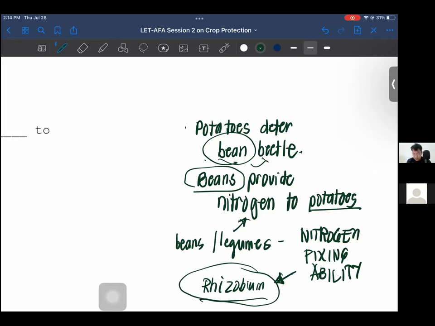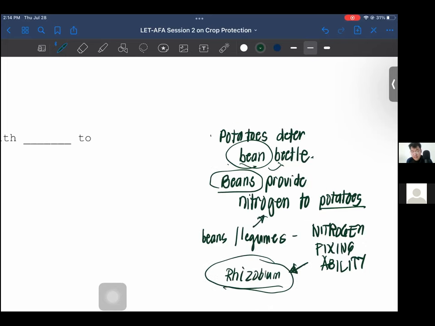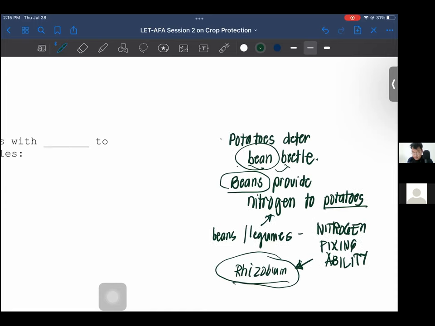So itong bacteria na to, it fixes nitrogen from the atmosphere. Tapos, ini-improve niya ang nitrogen level sa soil. Kaya it is beneficial sa potatoes, since ang potatoes natin, it grows in the soil. So they have direct access to that. And another is that kapag nagtanim ka ng beans, anong tawag dito? It is an organic way. Hindi ka gagamit ng nitrogen fertilizer na mga inorganic. So it is also a beneficial measure that we can perform for organic agriculture.